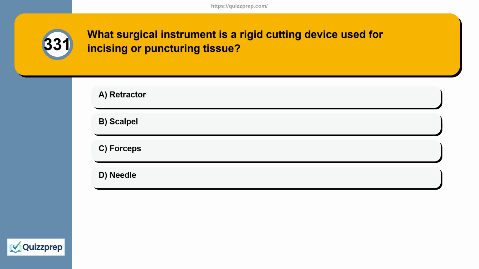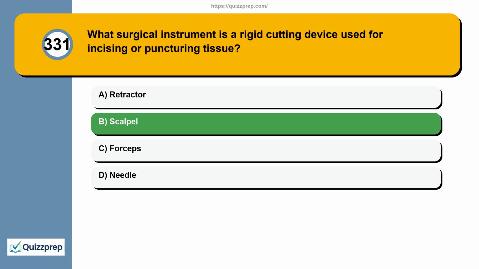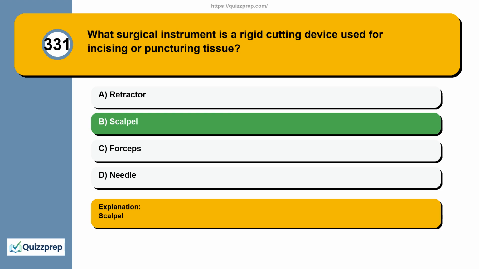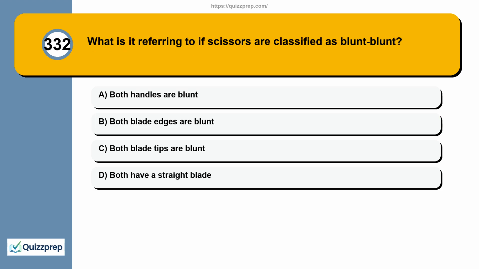Question 331. What surgical instrument is a rigid cutting device used for incising or puncturing tissue? Option A. Retractor. Option B. Scalpel. Option C. Forceps. Option D. Needle. The correct answer is option B. Scalpel.